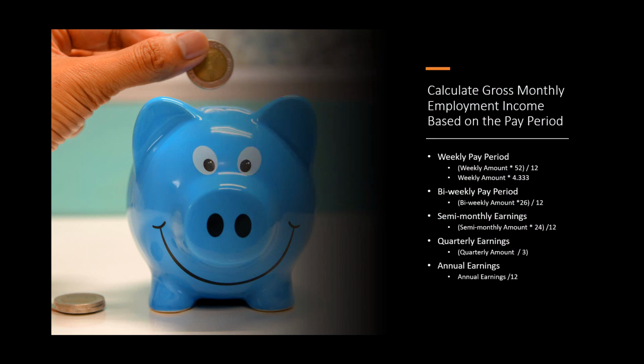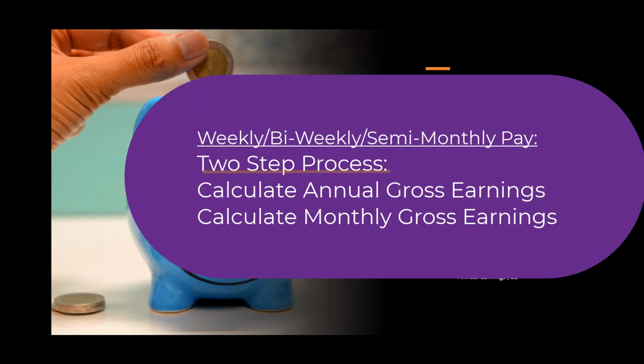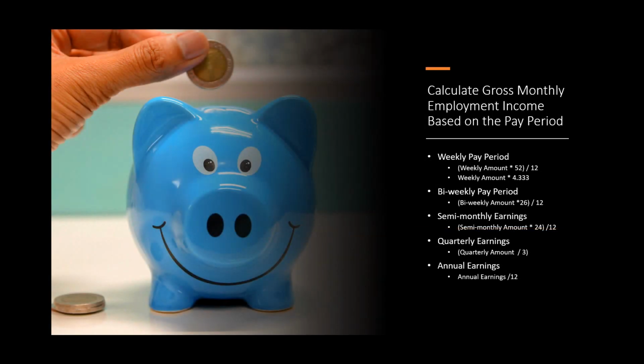For weekly, biweekly, and semi-monthly pay period calculations, there is a 2-step process. First, calculate the annual pay and then using the annual pay amount, calculate the monthly earnings. For weekly pay periods, here is how the 2-step process works. Multiply the weekly pay amount by 52 to arrive at the annual earnings. Why would you multiply the weekly pay amount by 52? If you answer because there are 52 weeks in a year, you are correct.